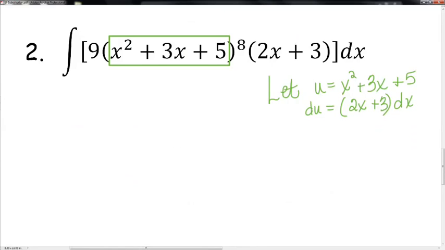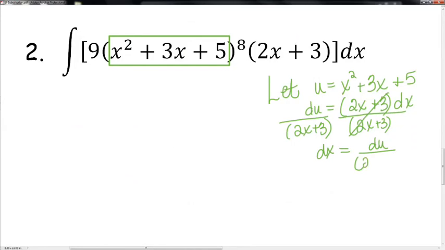So my next step is I'm solving for dx. I'm going to divide both sides by this quantity 2x plus 3. These guys will cancel. And so dx is equal to du divided by the quantity 2x plus 3.